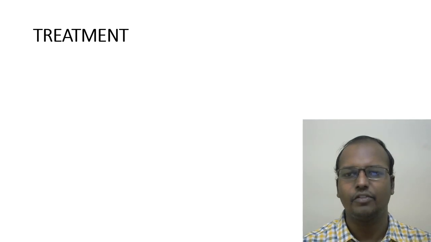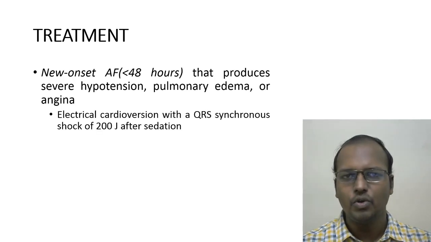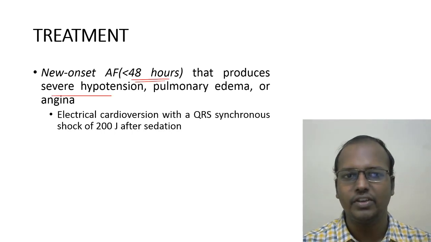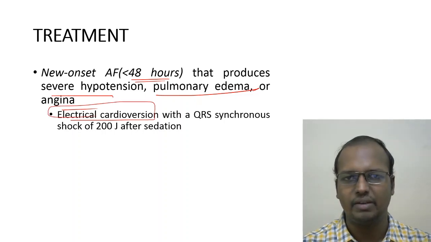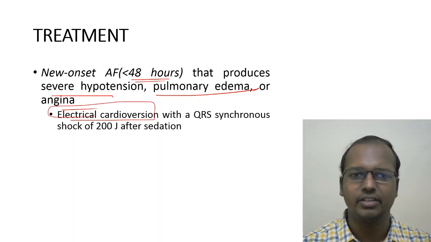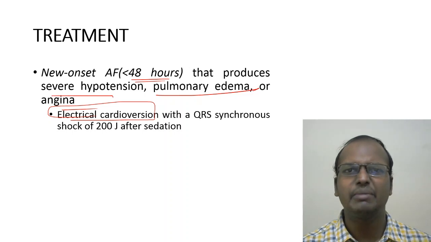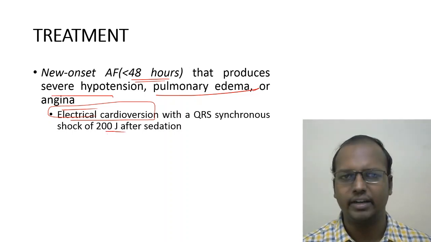Treatment for atrial fibrillation. New onset atrial fibrillation, that is less than 48 hours, that produces severe hypotension, pulmonary edema, or angina, go for electrical cardioversion. Very, very important. New onset atrial fibrillation which presents with hypotension, pulmonary edema, or angina. So hemodynamic instability, new onset AF with hemodynamic instability. Then you go for electrical cardioversion with a shock of 200 joules.